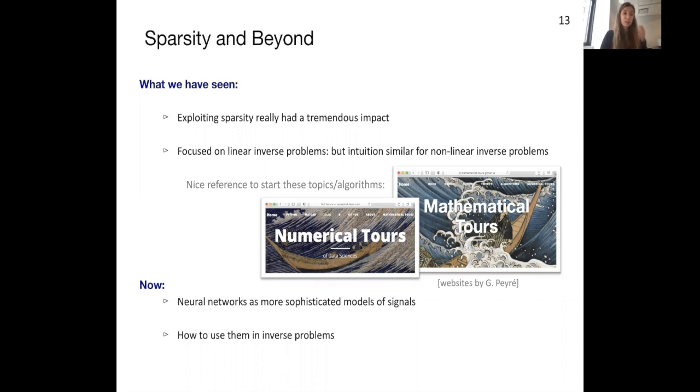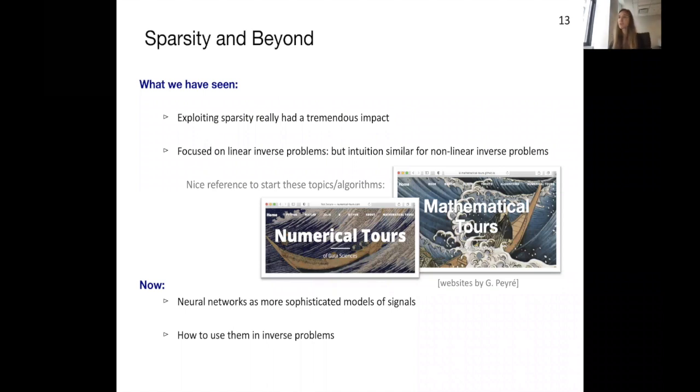And if you're interested in starting with those topics and those algorithms, I wanted to recommend the nice reference of those two websites by Gabriel Peyré, especially the Numerical Tours of Data Science, which provides notebooks in every language that you would probably be interested in, in R, in Julia, in Python, in MATLAB, with examples of those little algorithms, and that are very nice.